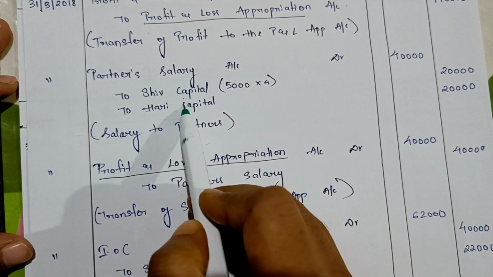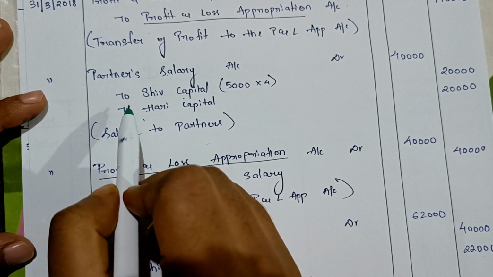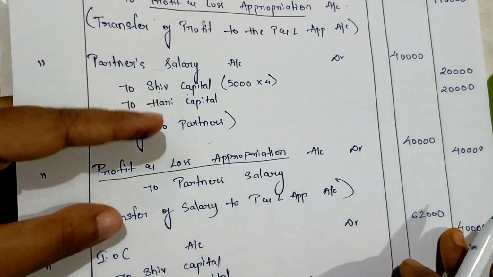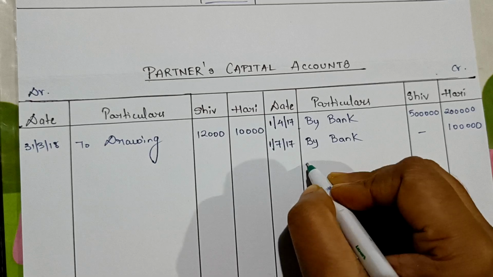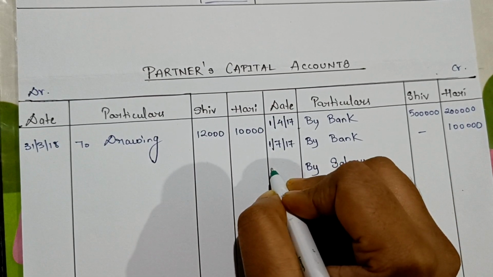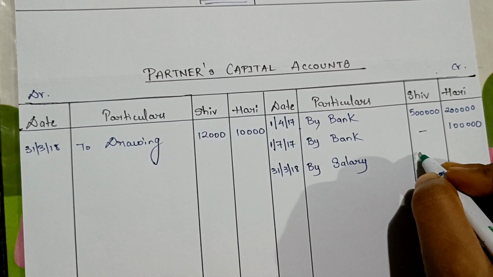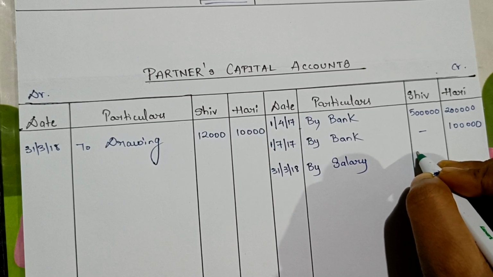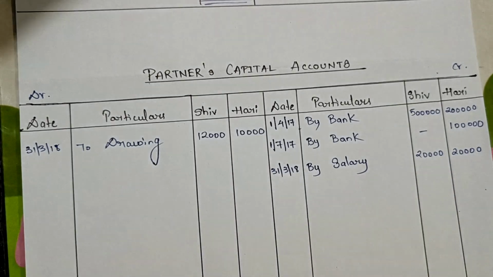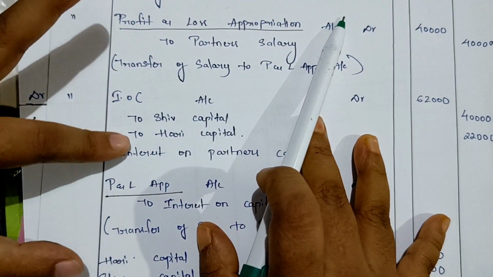So here Shiv's capital, Hari's capital, partner salary. Here on the two sides we have mentioned the capital account. So now we will enter this on the credit side. So by salary, the date has not been given, so 31st March 2018. Here salary was 20,000 for both. Next, this one is over.